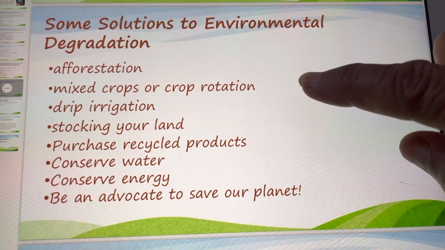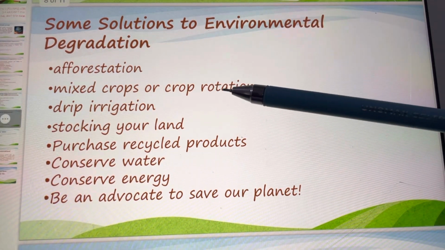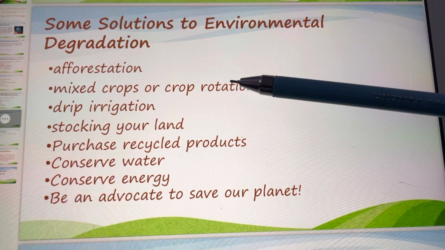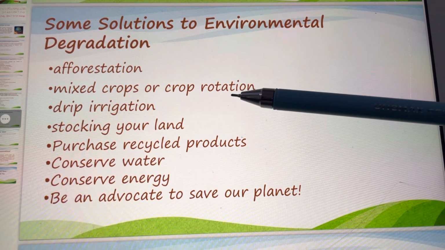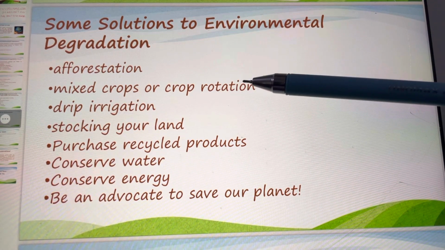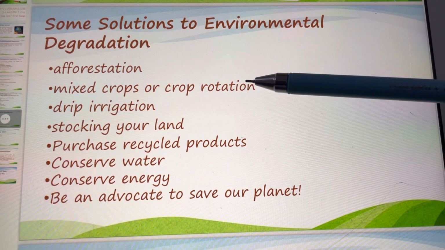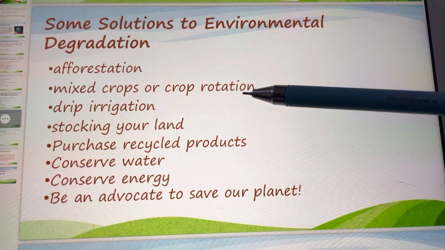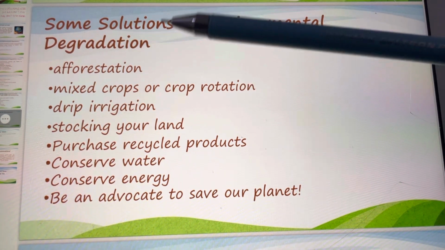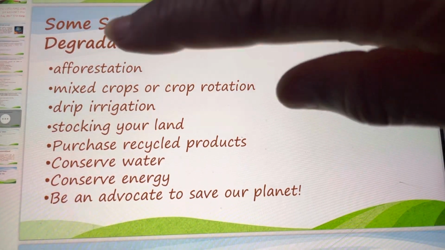Mixed crops and crop rotation, because we were talking about water losses. If mixed crops and crop rotation are used, then the use of water will be less, there will be less scarcity of water, and less chemical fertilizers and pesticides will be used. That will also be helpful for the health of the people, because mixed crops are what we call millets, मोटे अनाज.